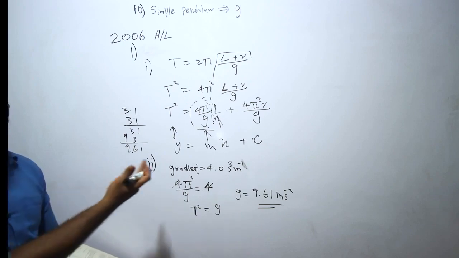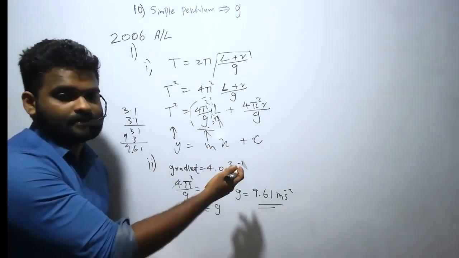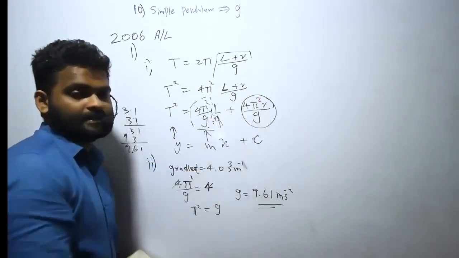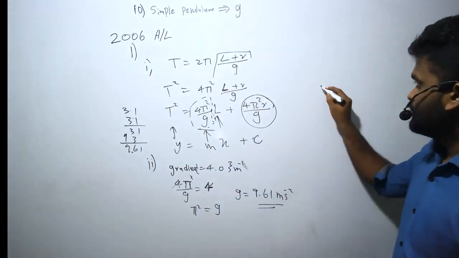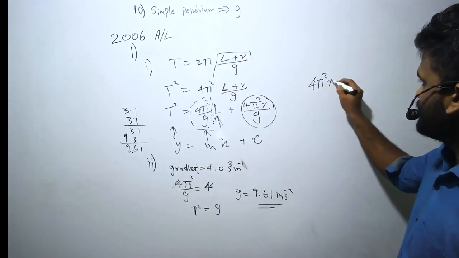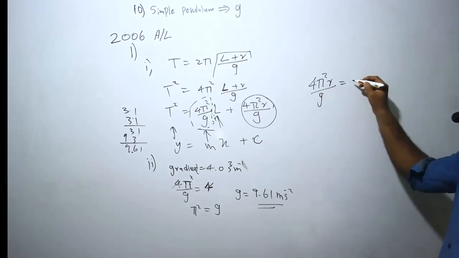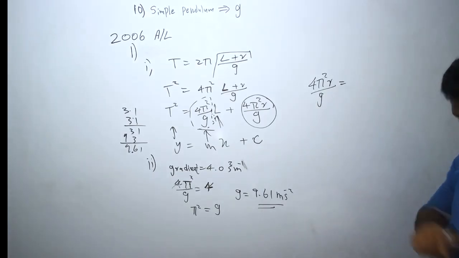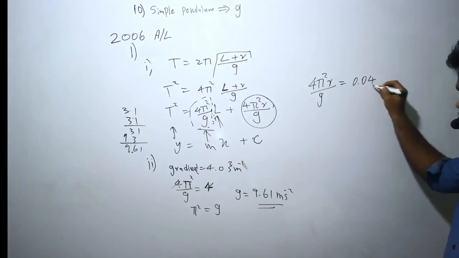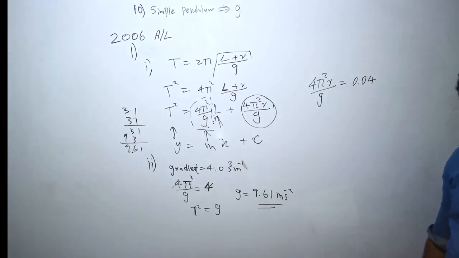Okay, then you have to find the radius. To find the radius, you need to go for the intercept, because the intercept includes the radius. So 4 pi squared r divided by g is equal to what? 0.04. Right.